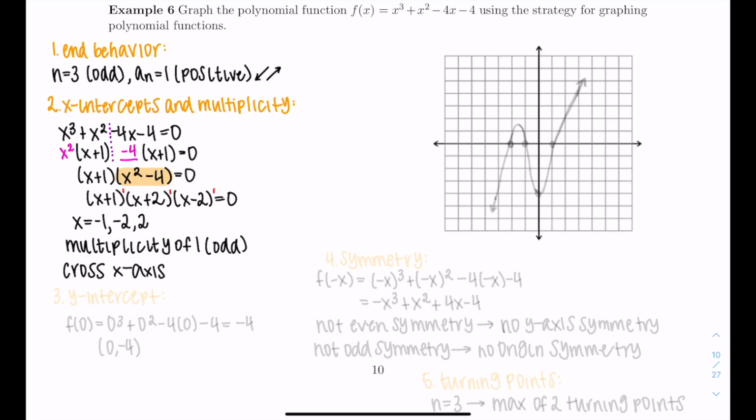The third is going to be the y-intercept. And that's when we plug in x equals 0. So f of 0, that's 0 cubed plus 0 squared minus 4 times 0 minus 4. And that just gives me negative 4. And so we have the point 0, negative 4.